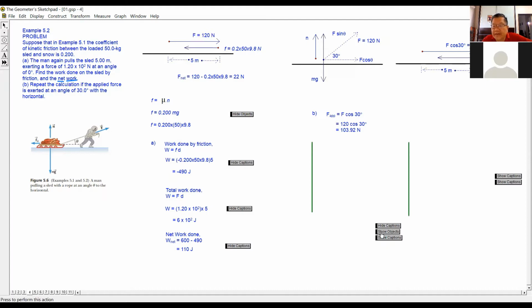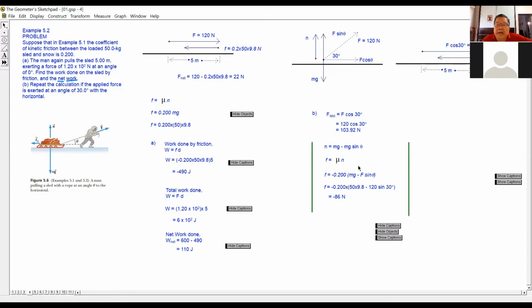Okay, next. I am also going to calculate the normal reaction, right? So the normal reaction is mg minus mg sine theta, right? Because the load will be lessened by mg sine theta, because mg sine theta will be lifting up the load. So the normal reaction is now not mg, but mg minus mg sine theta.